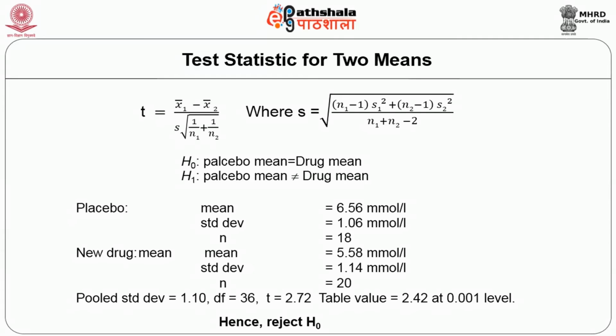If you see the groups and means and SDs here, in the placebo group it is 6.56 millimolars and in the new drug group it is 5.58 millimolars.